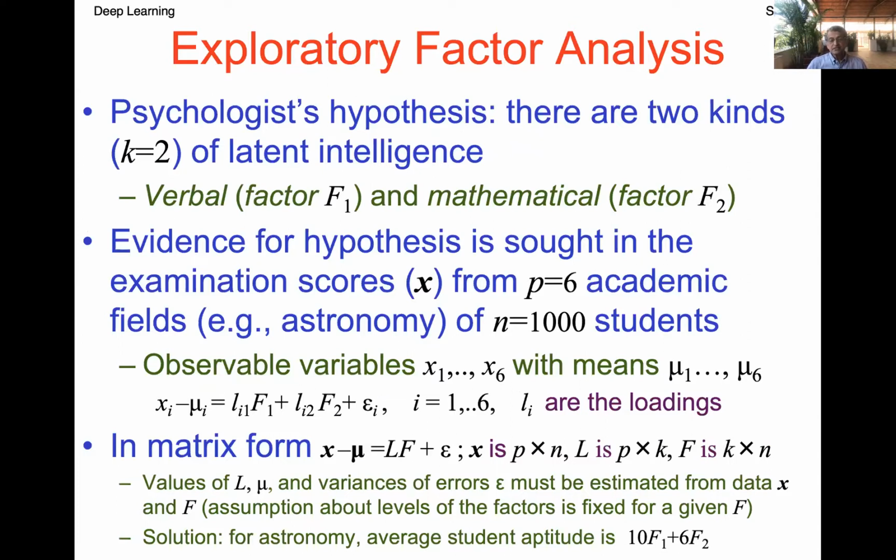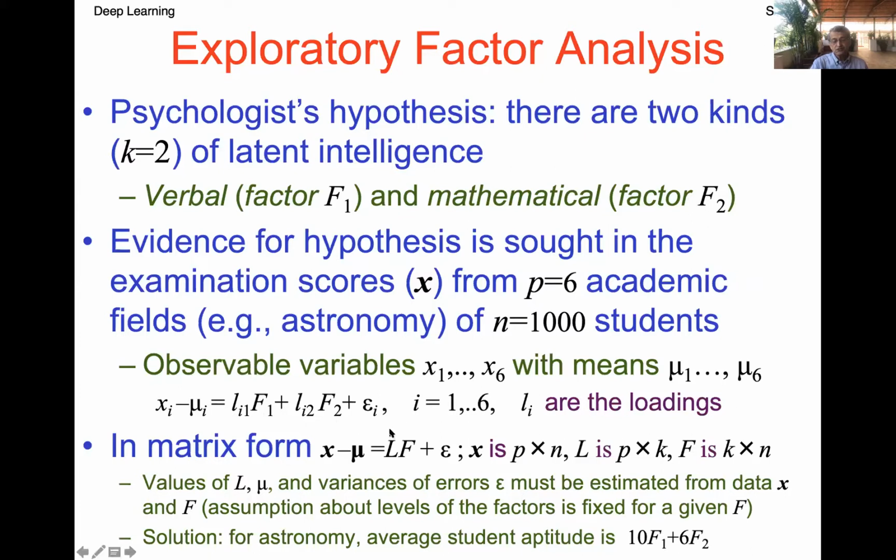So the observable variables are x1 through x6 corresponding to 6 subjects, and the means are mu1 through mu6. So we say that the value xi minus mu i for each subject is a combination of F1 and F2 plus an error epsilon. So we have li1 F1, li2 F2. We refer to these li1 and li2 as loadings. So these two factors show up in all 6 exams.